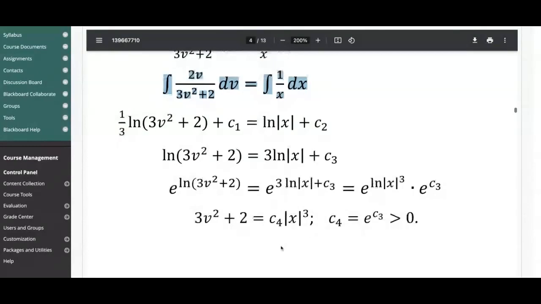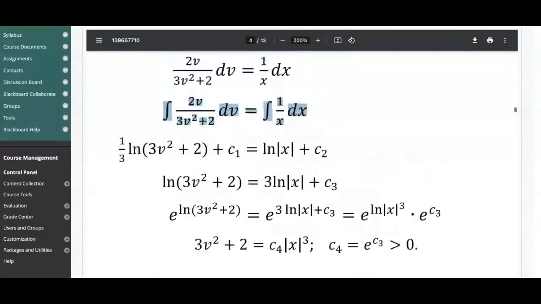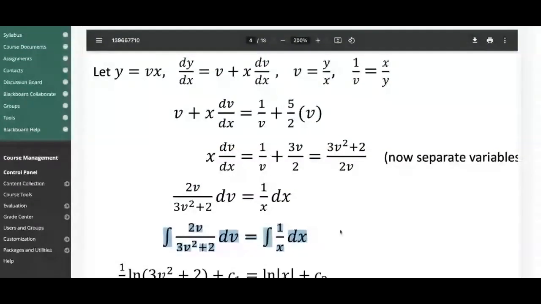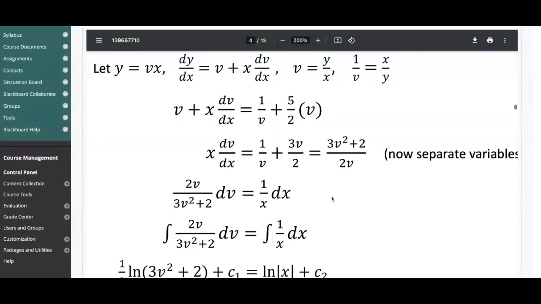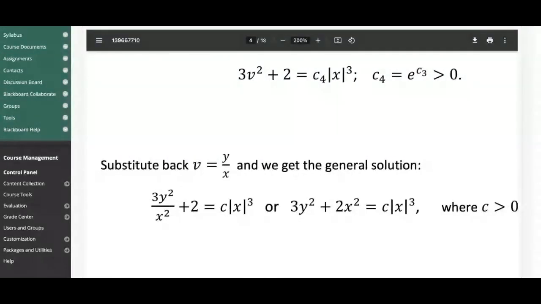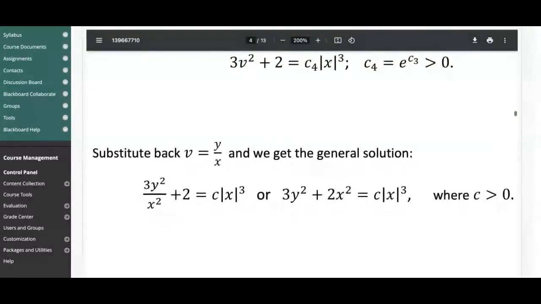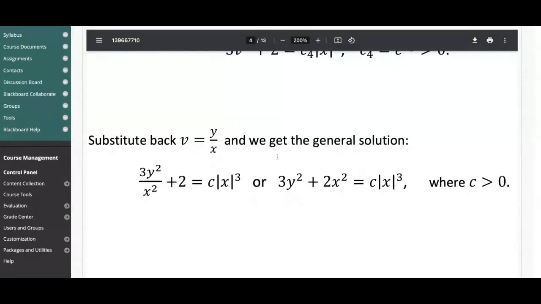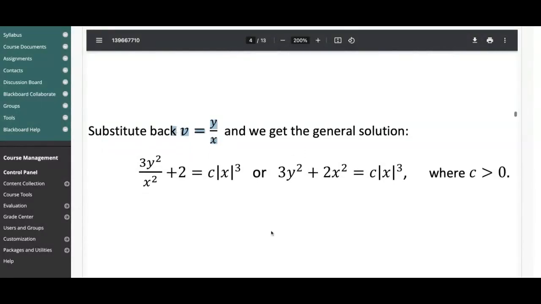Okay. Anyone has any questions for this? Okay, let's see. Right, once we finish, of course, we substitute back the variable into y over x.